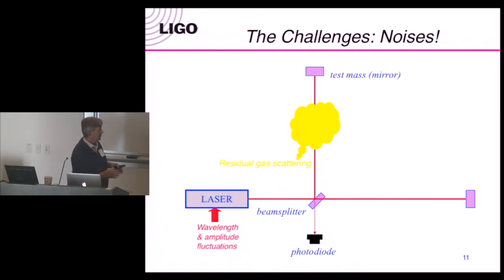Lasers. Actually, my background before I got into gravitational waves was in lasers. And lasers, everybody thinks are perfect. They're the most beautiful light sources in the world. In fact, they're very imperfect.